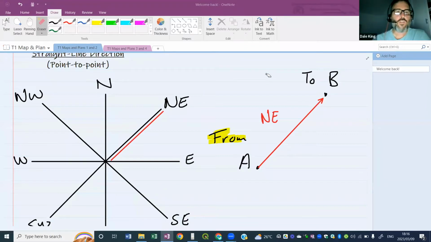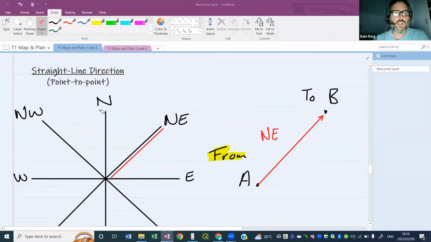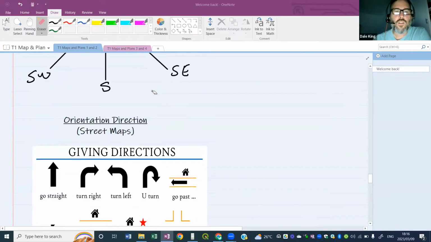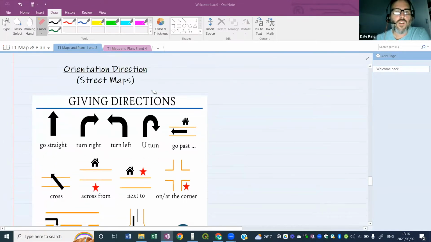Okay, let's move on to the other direction. When you see a compass on your map, often they're going to ask you a straight line compass direction question. There is another type of direction that we have on maps.